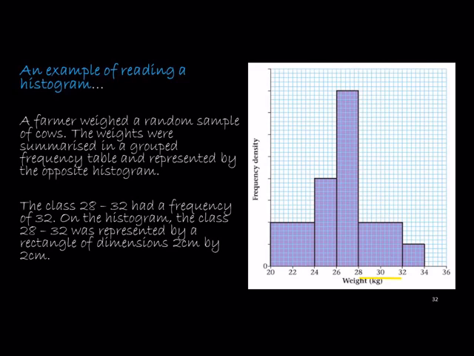Okay, so we're saying that we have a frequency in here of 32 and the dimensions are 2 by 2. Okay, this is important because it's telling us how to delineate our histogram.